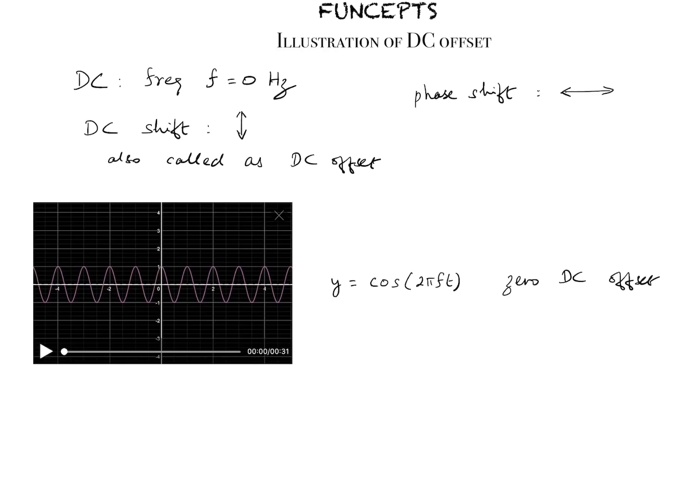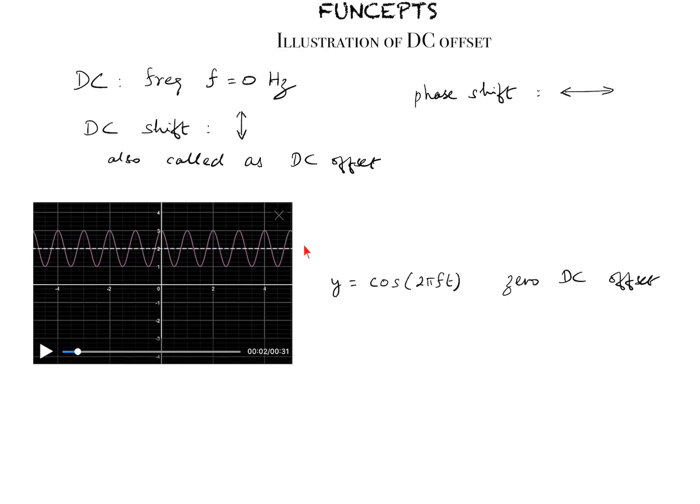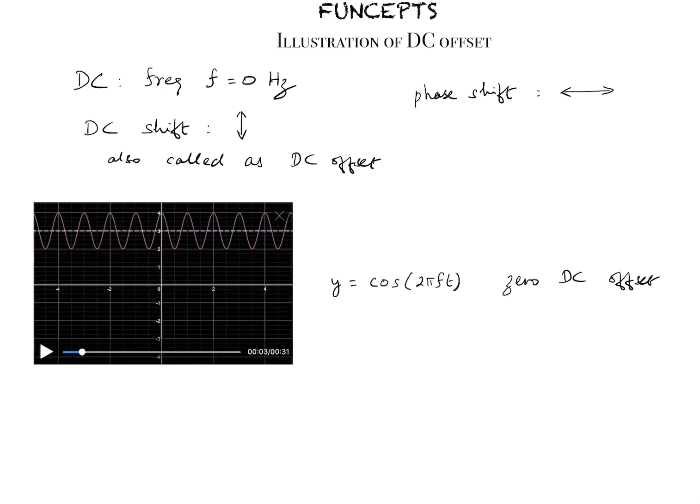Now when there is a DC offset, the waveform gets shifted up, as in this case. So the waveform now is centered on 1 instead of being centered on 0. That means it is having a DC component of 1 volt. Similarly, if we shift it further up, that's a DC offset of 2 volt because the waveform is now centered on 2. And if we go further, it's now centered on 3. That means this waveform is now having a DC component of 3 volt.